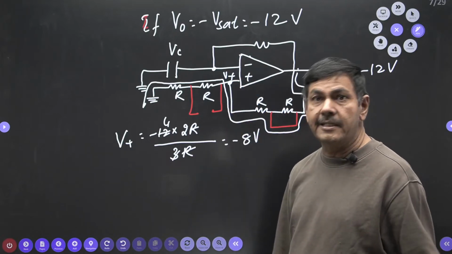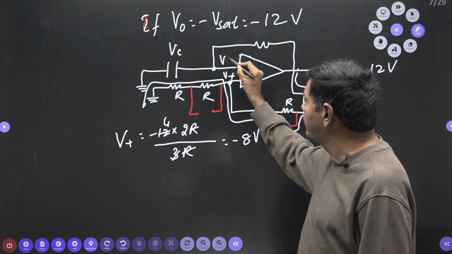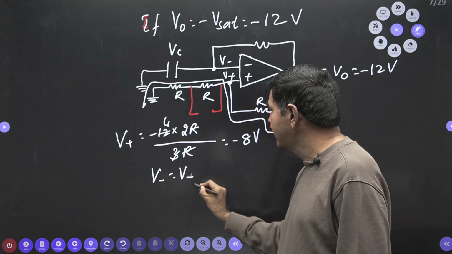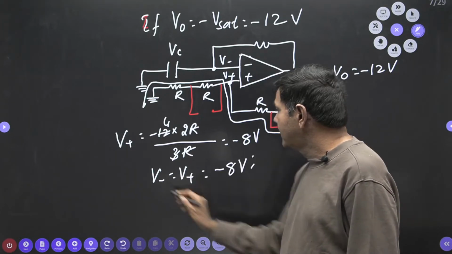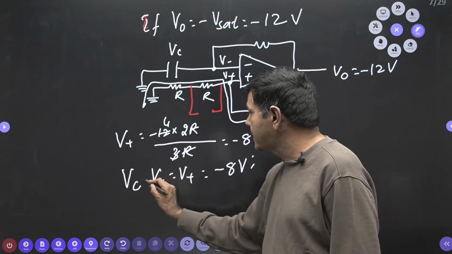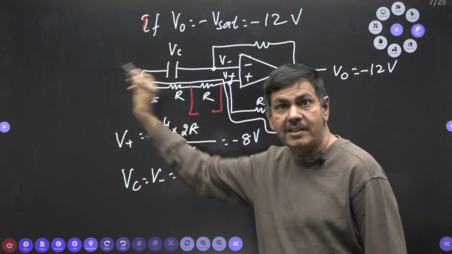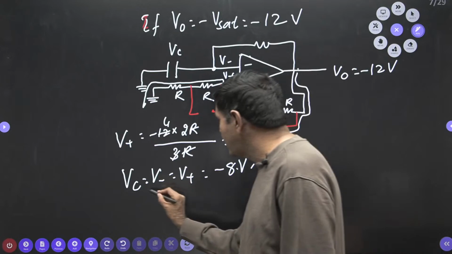In the problem it is strictly given that it is an ideal op amp. If it is an ideal op amp, V plus and V minus are the same. So V minus equals V plus, which is minus 8 volts. This voltage can also be called VC. V minus equals the voltage across this capacitor. Finally, this is the minimum value I am getting here.